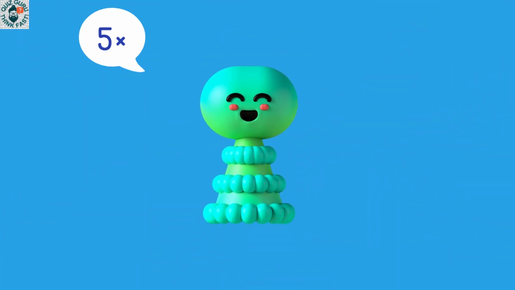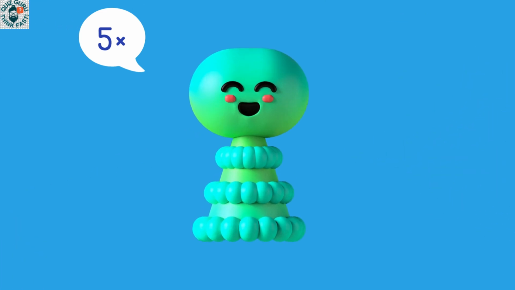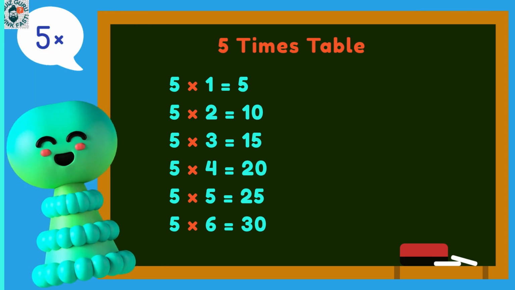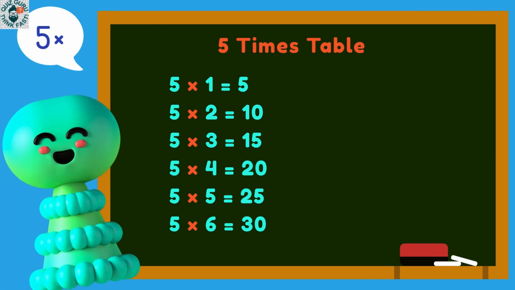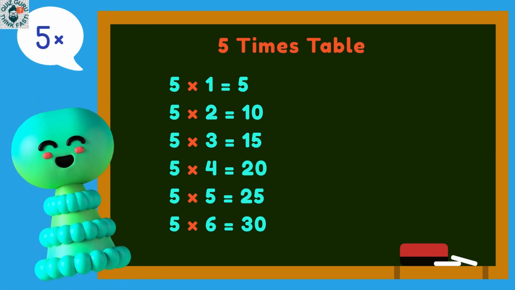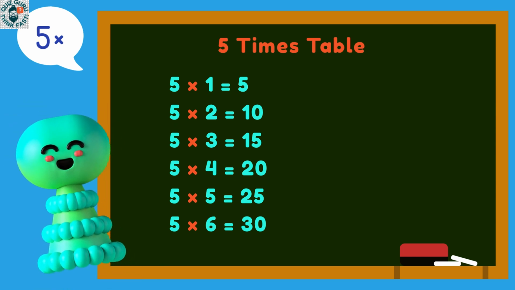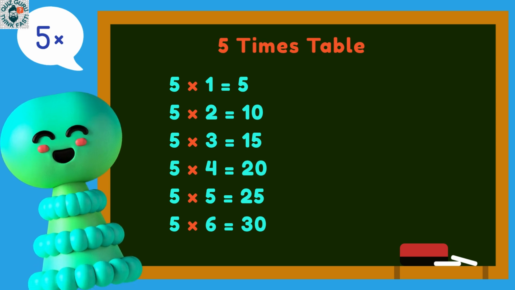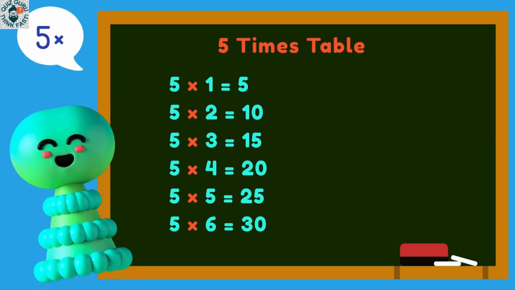Alright, math stars! Let's wrap up the 5 times table with a quick and easy summary. 5 times 1 is 5. 5 times 2 is 10. 5 times 3 is 15. 5 times 4 is 20. 5 times 5 is 25.